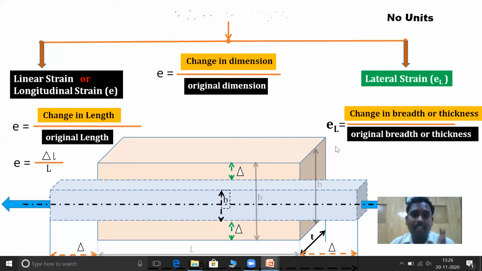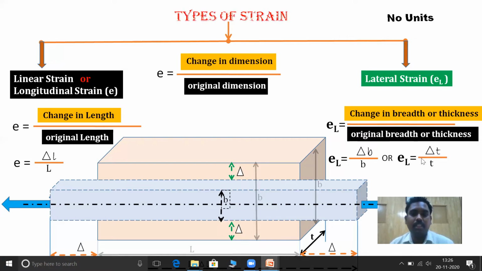So next, I will simplify further. That is EL is equal to delta B by B. That is, delta B is the change in breadth divided by original breadth, or change in thickness divided by original thickness. That is EL equals delta T by T. It's very simple. This is an example for the types of strain. In the previous slide, I explained the same concept of types of strain by taking a cylindrical rod as an example. In this case, I have explained with an example of a rectangular bar. This is all about your types of strains.